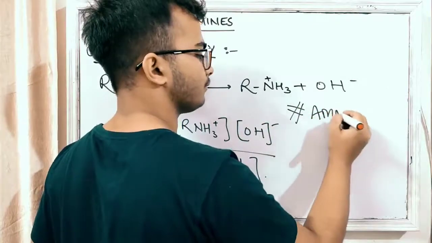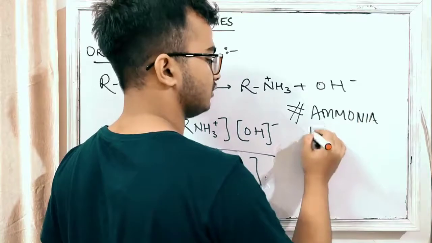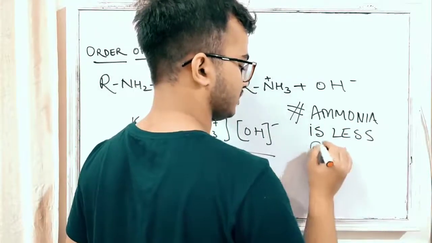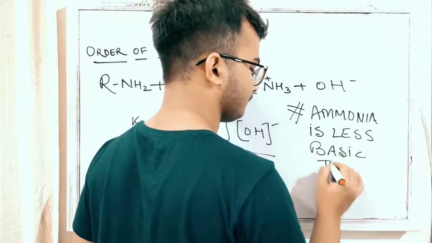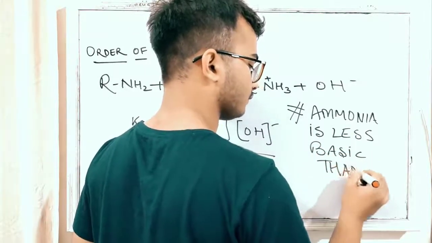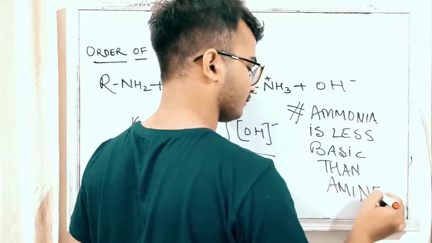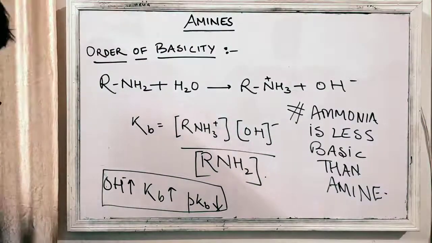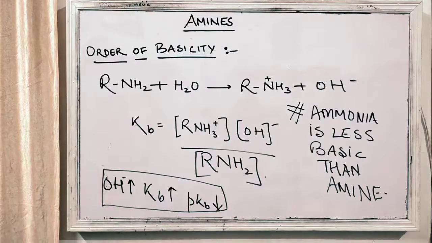ammonia is less basic than amine. Clear? So copy it up to this much. Now we will come to the order of basicity. Now we will determine the order of basicity.